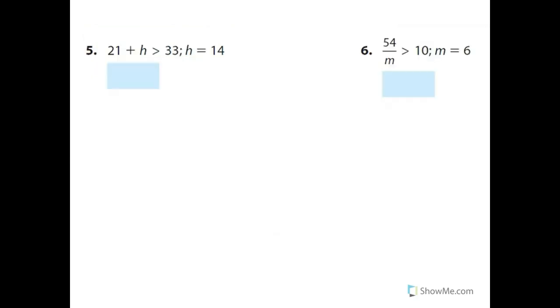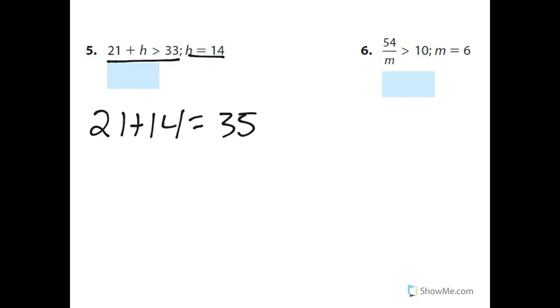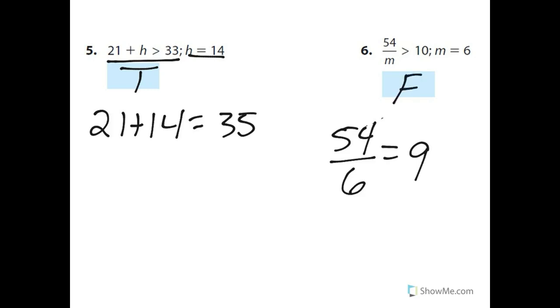Alright, I'll solve number 5 with you, and you can do number 6 on your own. So 21 plus h is greater than 33. So 21 plus 14, because h is equal to 14, equals 35. Is 35 greater than 33? Yes. Alright, do number 6, and we'll go over it. So 54 divided by 6 equals 9. Well, 9 is not greater than 10, so that is false.